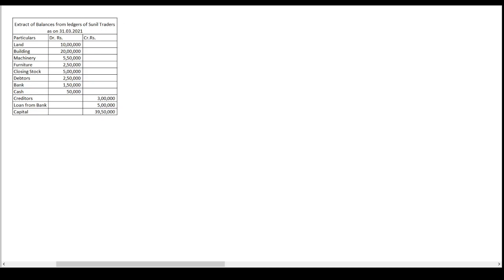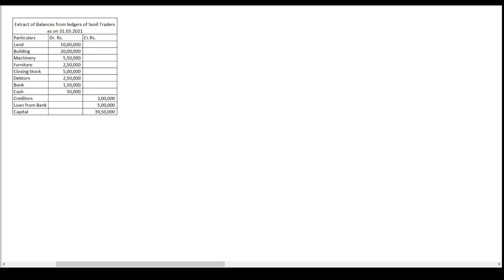Now, these balances are not going to be transferred to either the trading account or the P&L account. These are not expenses. These are all assets and liabilities. These balances will continue in the books of accounts till the accounts are settled. So till the time we sell away our land, this land account will be there in our books. So till the time these account balances become zero, these accounts will continue in our books. These balances have to be shown in a sheet called the balance sheet.